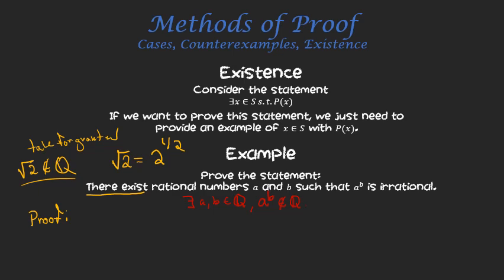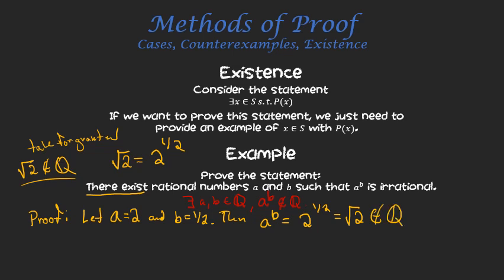And so what we can do here is let a equal 2 and b equal 1/2. Then a to the b, right? I need to show that it really satisfies this condition that a to the b is not rational. A to the b is 2 to the 1/2, which is the same thing as square root of 2, which we're taking for granted is not rational, that it's irrational. And so that works as an existence proof. Again, we just need to provide an example for which this condition holds. And so that works here.